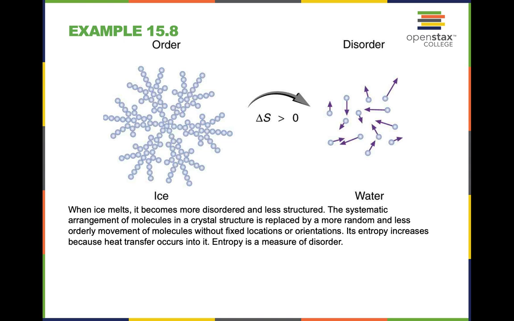So for this example, when ice melts, it becomes more disorderly and less structured. See the molecules here? It goes from this ice to water where it can be just kind of free and roaming around.